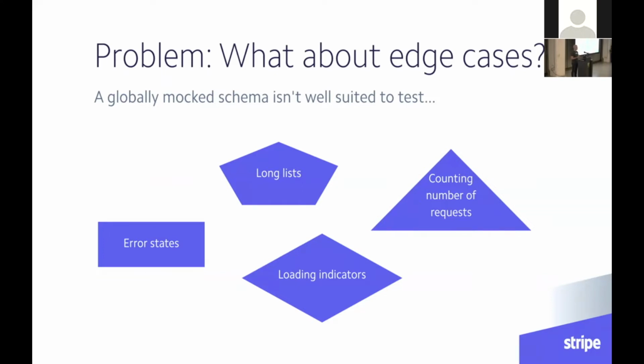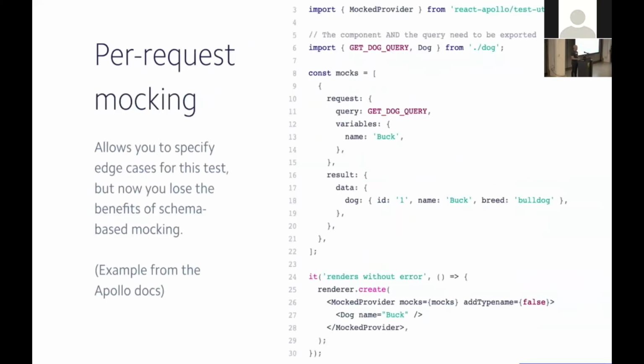And so all those things weren't as easy as it could have been with that global mock system. One thing a lot of people in the GraphQL community have done is per request mocking. When you're trying to mock the request for a particular component, you list out every request that you expect it to make, then you list out the responses that the fake server should return, and that's pretty good. This is a code snippet from the Apollo docs about how to do that.